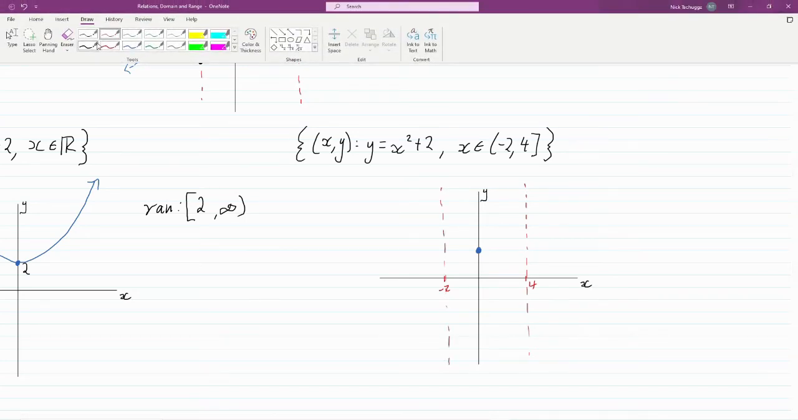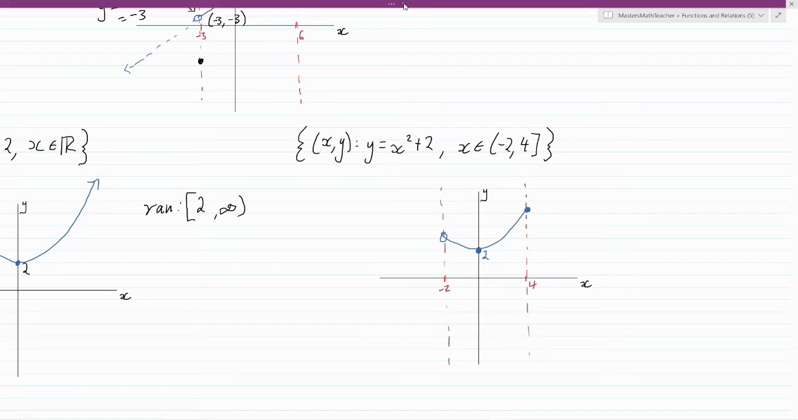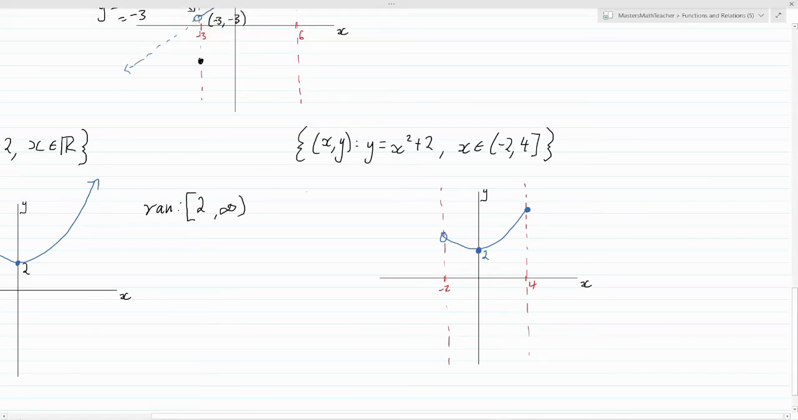I'll grab out my blue pen again and start to draw the parabola. It's going to look something like this. Okay, we've got a solid dot here and a hollow dot here. Okay, and we've got that point is 2. So we might actually be able to see from the picture where the biggest and smallest y values are. I want you to pause the video and see if you can find out the range.